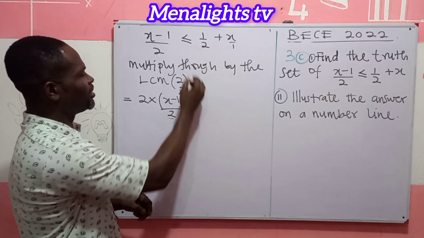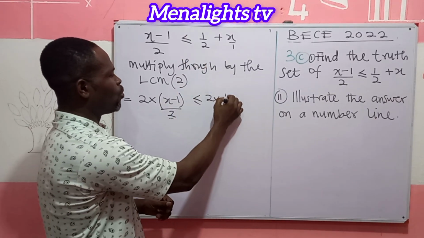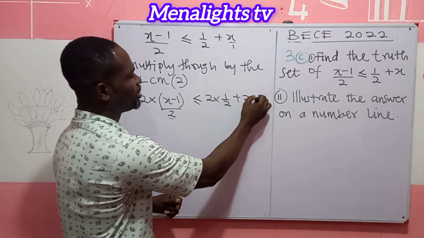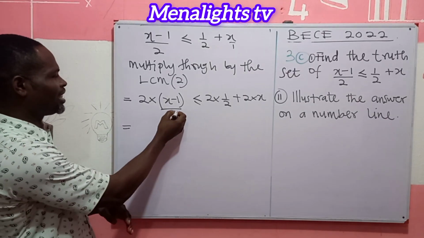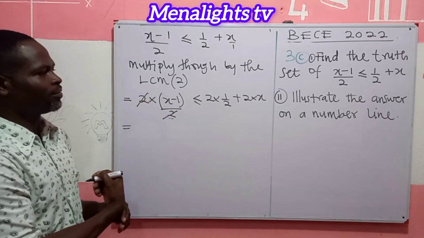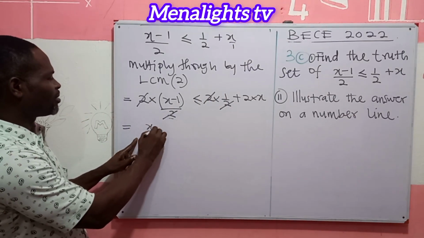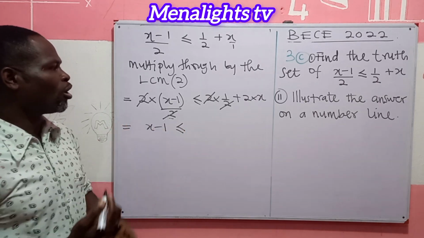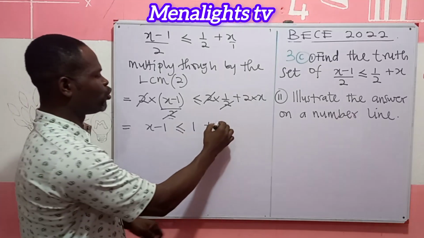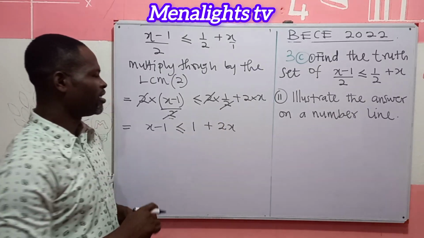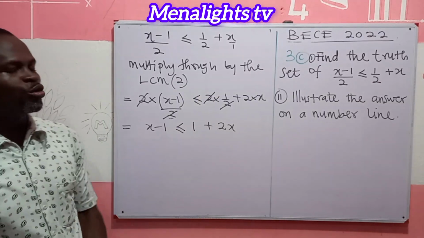Then we come to the second, which is less than or equal to 2 times 1 over 2 plus 2 times the x that we have there. So here, this 2 will cancel the 2 here, and this 2 will also cancel the 2 that we have here. So we are left with x minus 1, which is less than or equal to 1 left there plus 2x. So x minus 1 is less than or equal to 1 plus 2x.